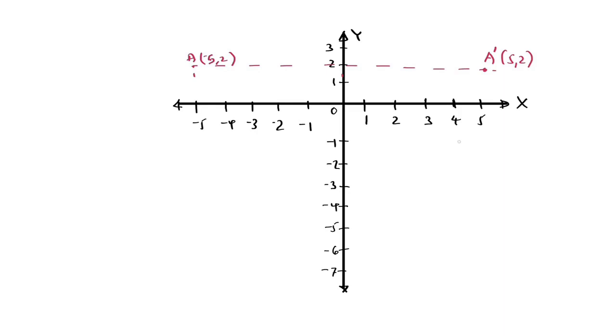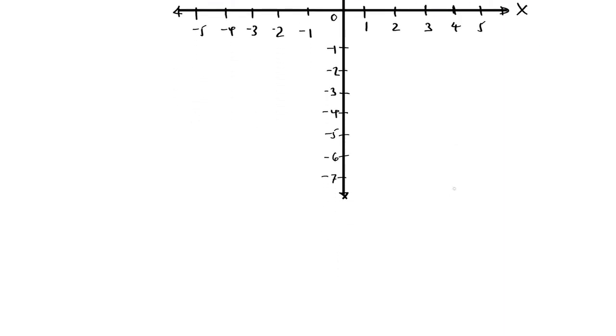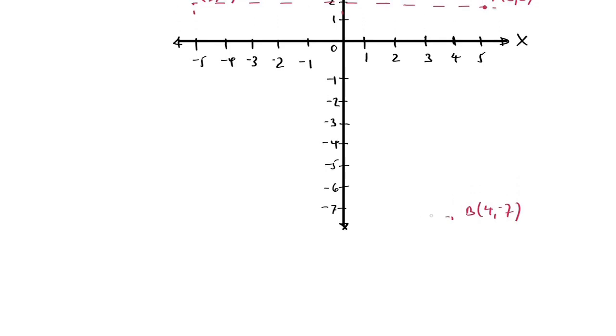Next, we locate point B (4, -7). Then we draw a perpendicular line from point B crossing the Y axis. Then we measure the distance from point B to the Y axis. Now, using the measured distance, we locate the image of point B. Therefore, B image is (-4, -7).